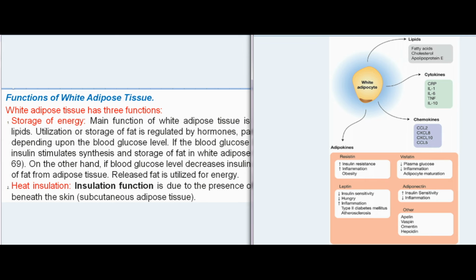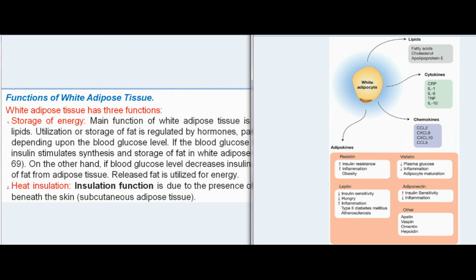Utilization or storage of fat is regulated by hormones, particularly insulin, depending upon the blood glucose level. If the blood glucose level increases, insulin stimulates synthesis and storage of fat in white adipose tissue, Chapter 69. On the other hand, if blood glucose level decreases, insulin causes release of fat from adipose tissue. Released fat is utilized for energy.